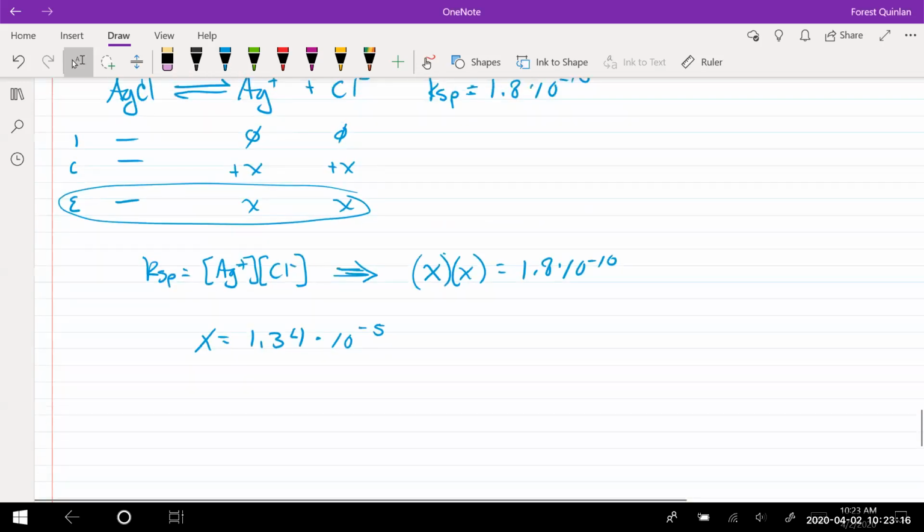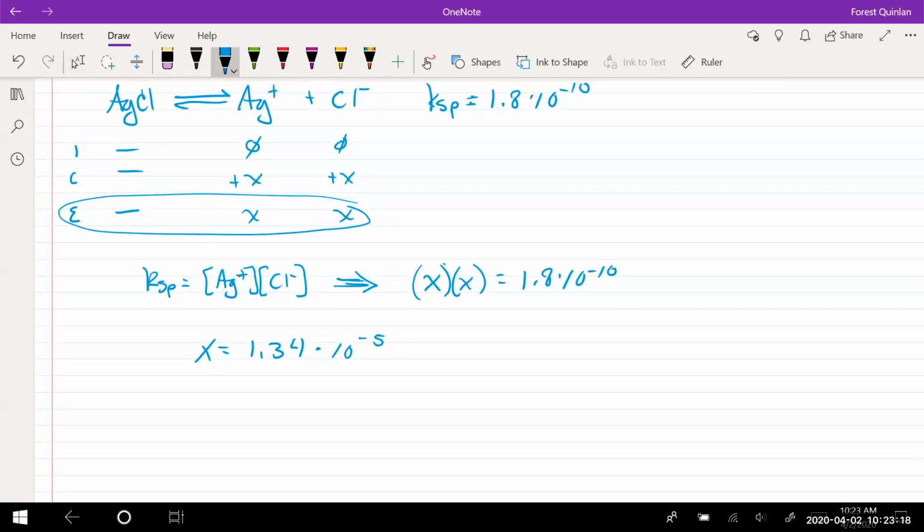The X is the ending amount, right? The ending concentration. So keep in mind when I say what is X, the amount of Ag and Cl, yes, it's actually the concentration of both of those.